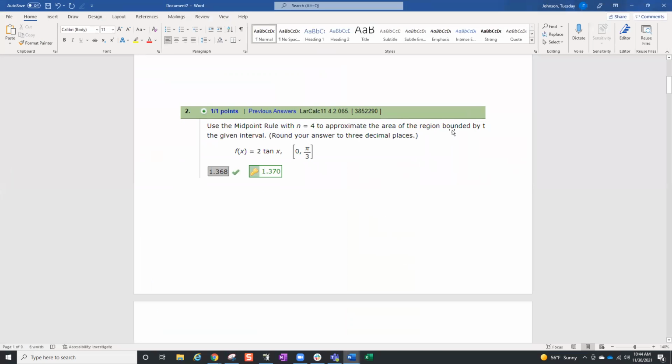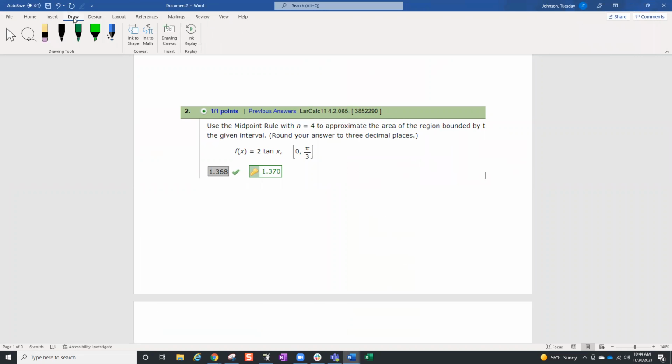So let's go big again and work through this one. The midpoint rule is a little more challenging than our endpoints, so we have to use the midpoints. N equals 4. I'm starting at 0 and ending at pi over 3, and I want to cut this into 4 pieces. The first one easily is half of that, which is pi over 6. And if I cut this one in half, we'll have pi over 12.